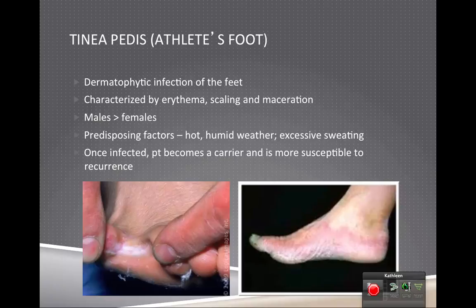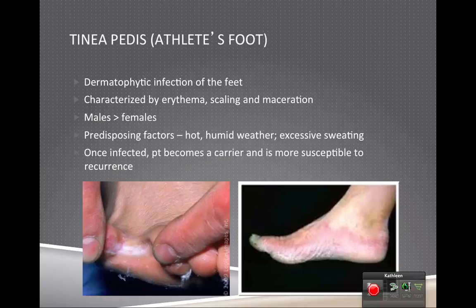Tinea pedis, which is athlete's foot. It's an infection of the feet. It's characterized by erythema, scaling, and maceration. Males greater than females. Predisposing factors: hot, humid weather, excessive sweating. Once infected, the patient becomes a carrier and is more susceptible to reoccurrence. Maceration is, you can see the picture where it's white and soggy.